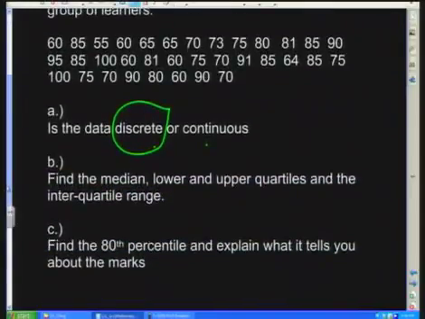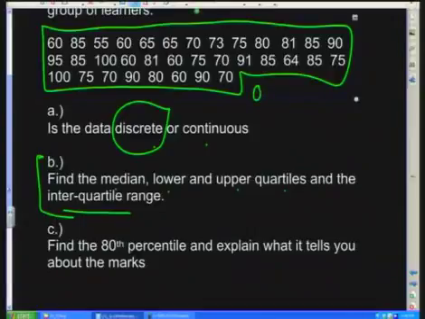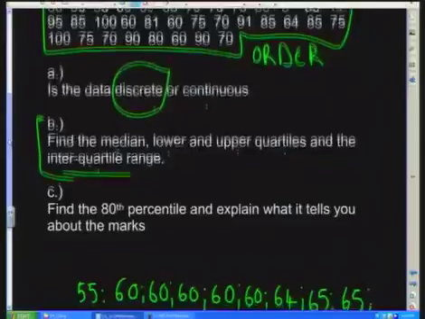They say, find the median, the lower and upper quartiles, and the interquartile range, which is a term that we haven't seen yet, but I will discuss that when we get to it. Guys, before you even attempt any of part B, you need to rearrange this set of data. We need to order it before we can answer the questions about the median, the lower and the upper quartiles, and the interquartile range. You have to have an ordered set of data in order to work that out.